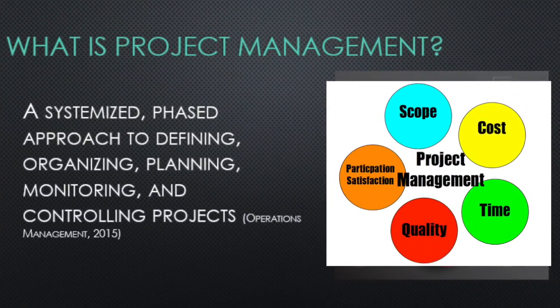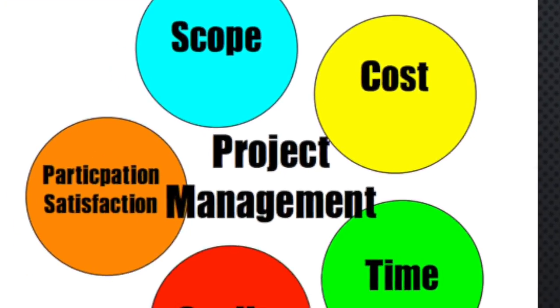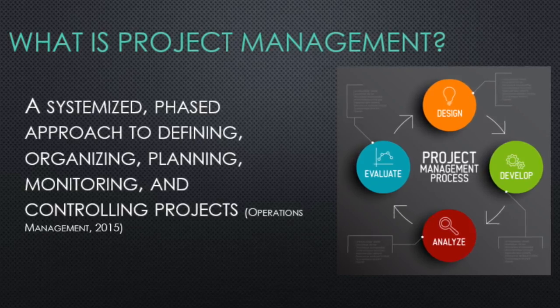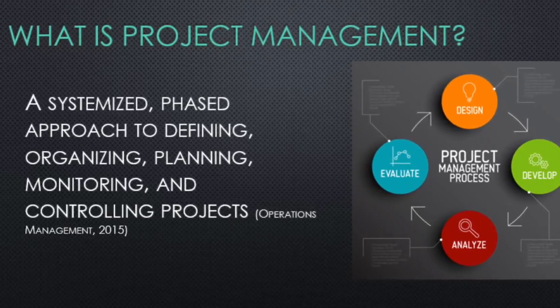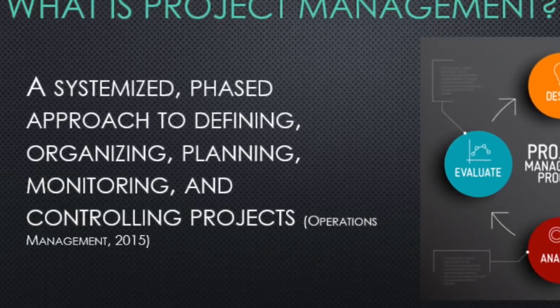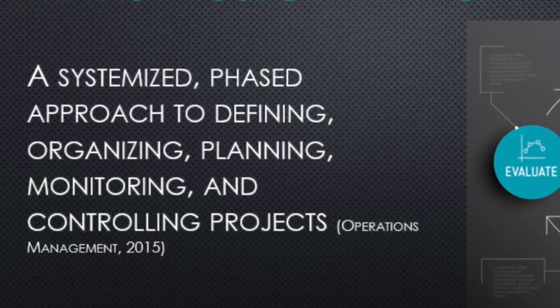What is project management? Project management is the art of directing and coordinating human and material resources throughout the life of a project by using modern management techniques to achieve predetermined objectives of scope, cost, time, quality, and participation satisfaction. The book's definition of project management is a systemized, phased approach to defining, organizing, planning, monitoring, and controlling projects.